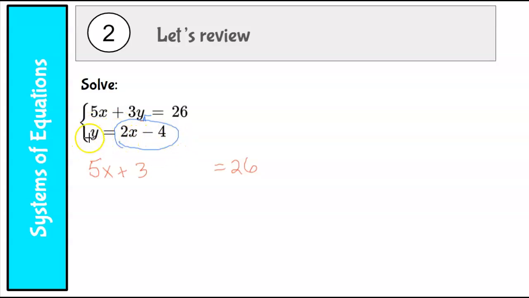This is my elephant. This is my hippo. I can replace every elephant with the hippo. Everything else in this equation, do you see, is going to stay the same. And then in this spot right here, I'm going to put the 2x minus 4. That's the same thing as y. That's what this says, is that 2x minus 4 is the same thing as y.